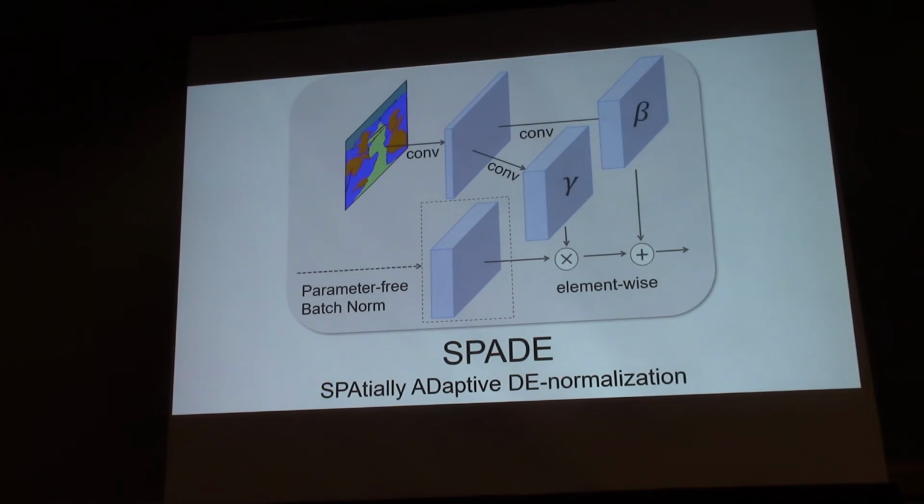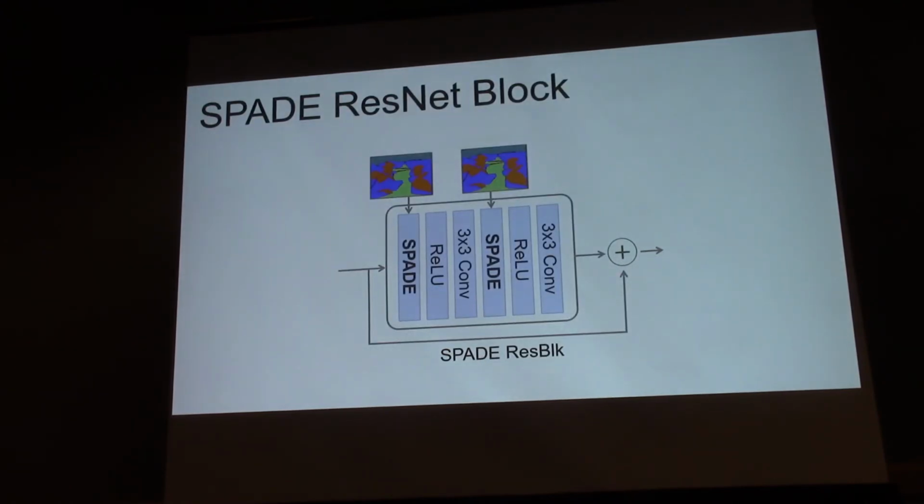So here we have the SPADE module. It's designed to replace the batch normalization of any deep network. So for example, the residual block we're going to have now will look like this. Instead of batch norm, ReLU, convolution, we are going to have SPADE, ReLU, and convolution. And at each SPADE module, we're going to have the input semantic map as its own input to its layer.